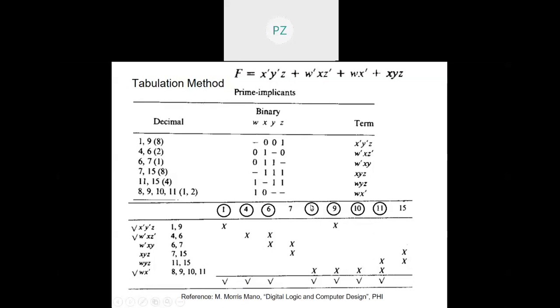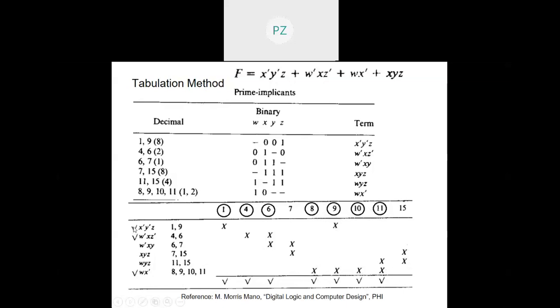But 8 is covered by just 1, which is wx dash, so I'll place a tick here and wx dash becomes an essential prime implicant. 9 has 2, so leave out. 10 has 1 cross in the entire column, so this is an essential prime implicant, which we have already inferred anyway. This covers 2 and this covers 2.